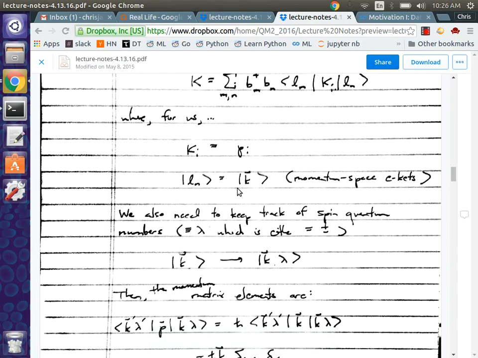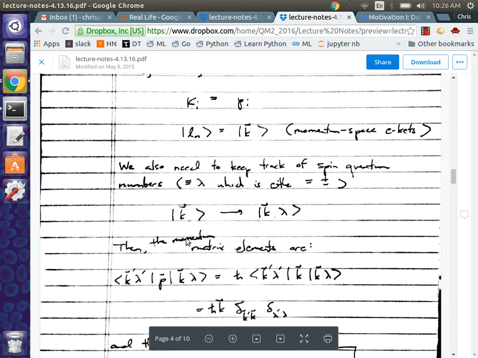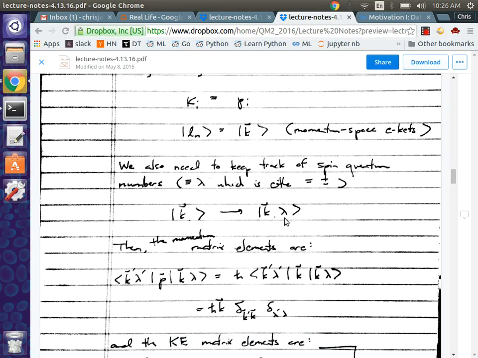But that's not the end of the story. We also have to keep track of spin, right? So we have 2 degrees of freedom. We have the momentum and we have the spin, so we have to incorporate that into our notation. So our states are really going to be specified by the momentum and the spin, which I call lambda. Okay, so lambda here can either be plus or minus, corresponding to up or down.